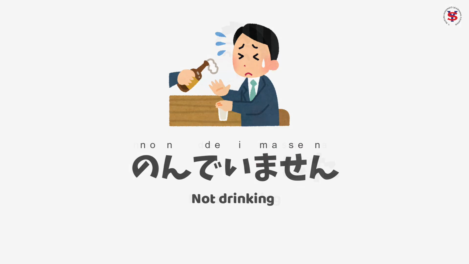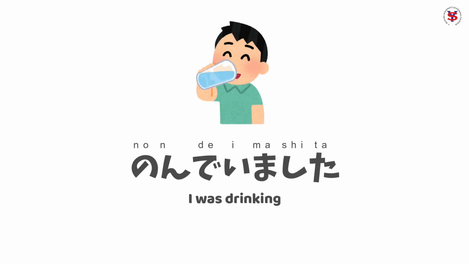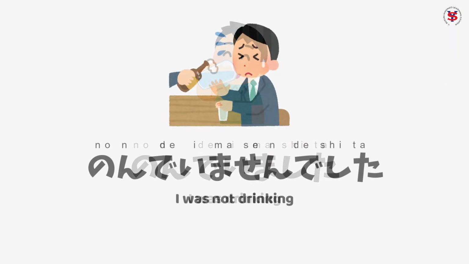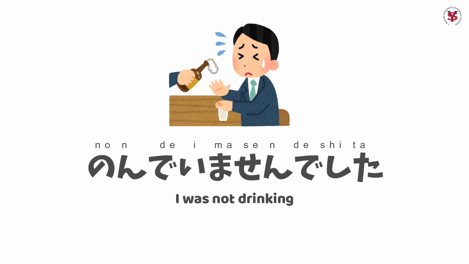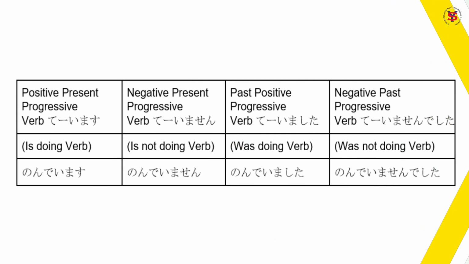Now, if you want to say I was drinking, that would be nonde imashita. That is our past positive progressive. And lastly, if you want to say I was not drinking, that would be our negative past progressive. Nonde imasen deshita. Kung isusulat natin in table format, this is how it's going to look like.